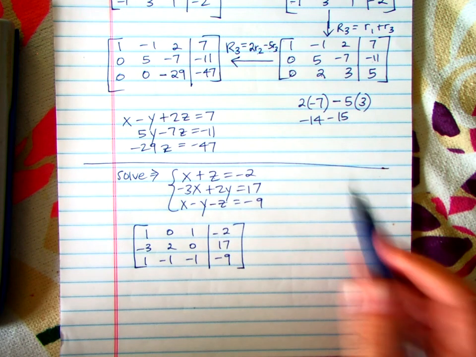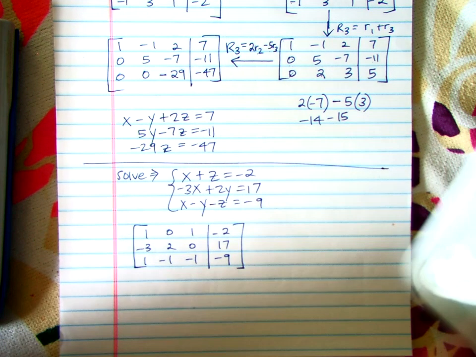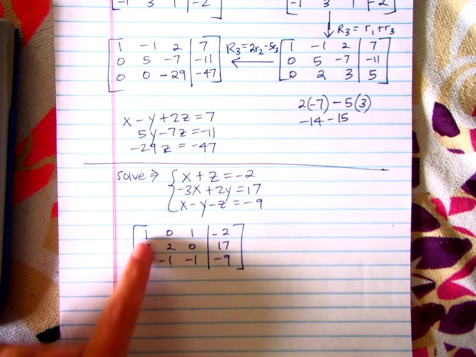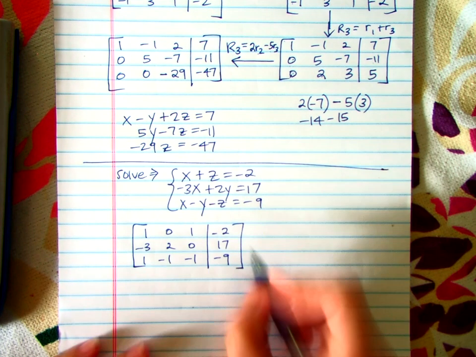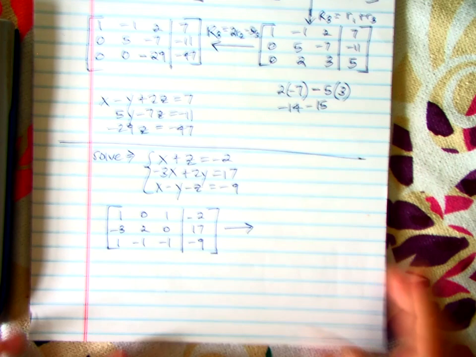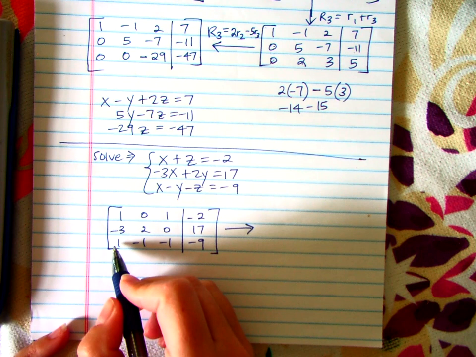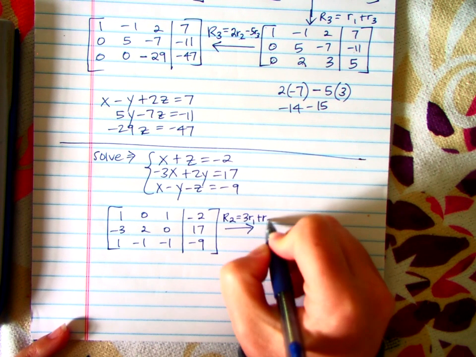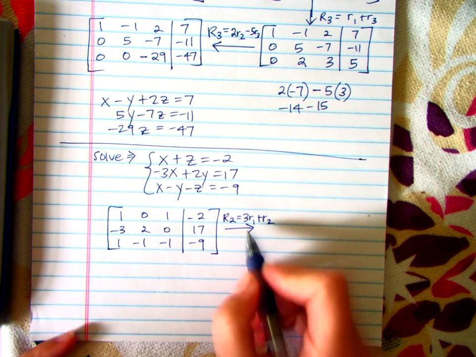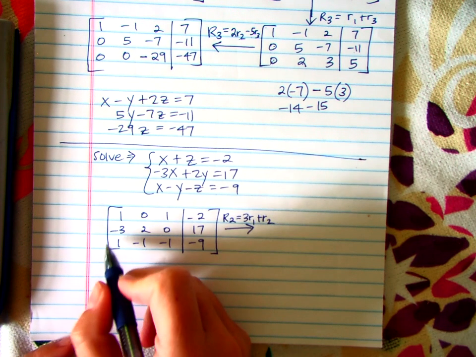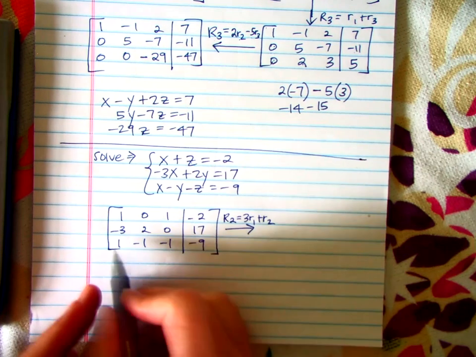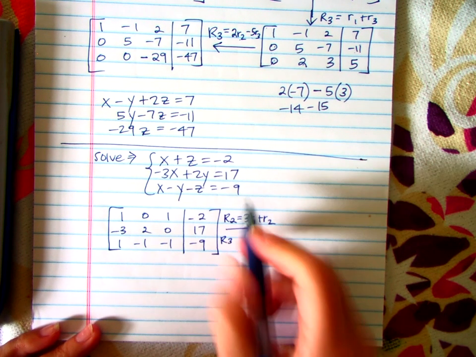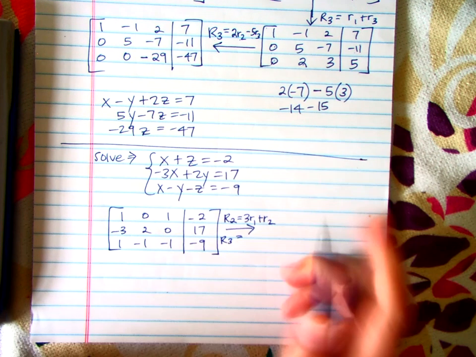All right, so step two was to get zeros in the entries below the first entry. So how are we going to do that? I'm drawing my arrow. Clearly I need to do something with row 2 and row 3. So my new row 2 would be 3 row 1 plus row 2. It's not uncommon, because we have the same end goal for this first step, to write two rules. So I'm writing one for row 2, and then another for row 3. It can get a little confusing, so make sure you go slow.